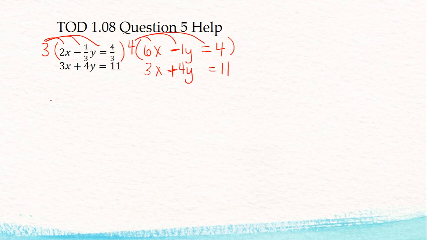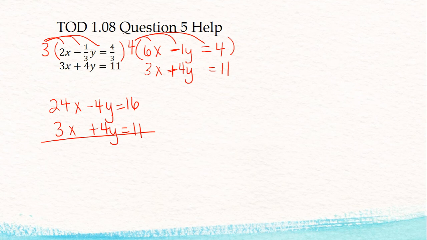So when I redo this, I'm going to put this down over here. I'm going to end up with 24x minus 4y equals 16, and then I've got 3x plus 4y, which is what I wanted, equals 11. So when I did that, my y's cancel, and then we can solve. So 27x equals 27. Divide both sides by 27, and x just equals 1.